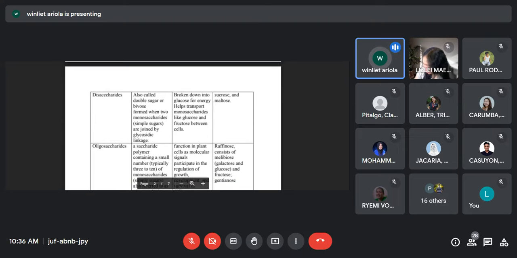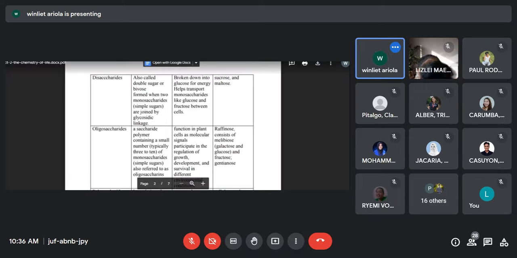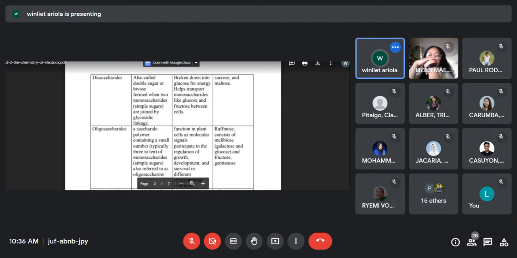So next is we have the disaccharide. When we say di, it means two. It means dalawang monosaccharide joined together. Two monosaccharides joined together will give us disaccharides. It is also called double sugar or bivose, formed when two monosaccharides are joined together by glycosidic linkage. Don't forget, how do disaccharides form? It is by glycosidic linkage.